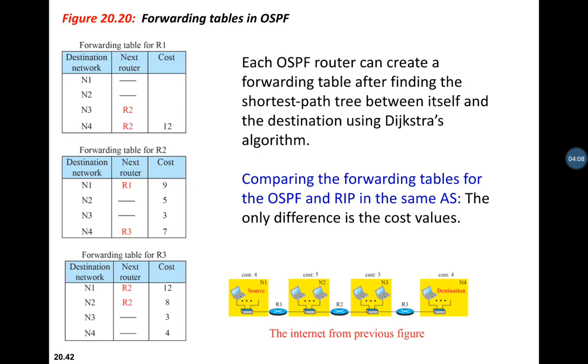With respect to N2 also, to reach it from R2, the cost is 5. With respect to N3, to reach N3 from R2, it is 3. And also to reach N4, the next router is R3, and the cost is 4 plus 3, which is 7.